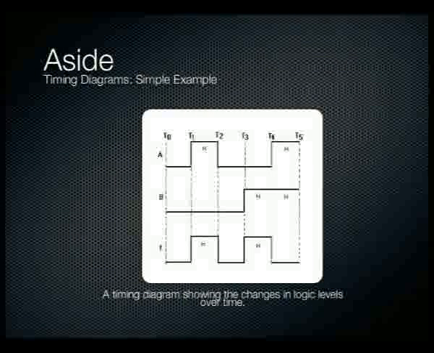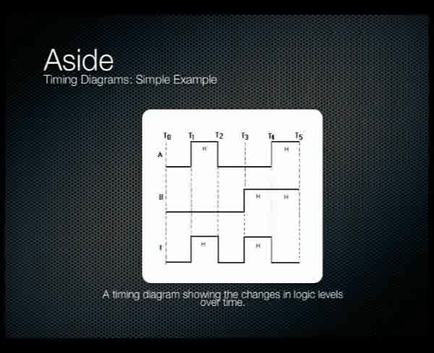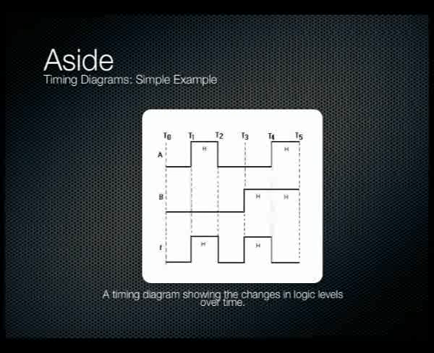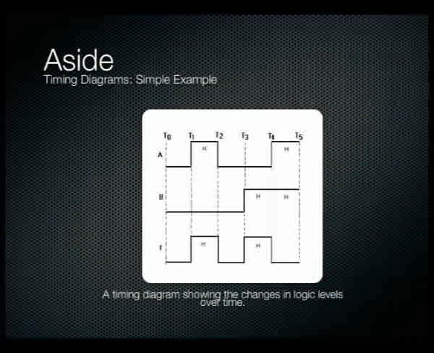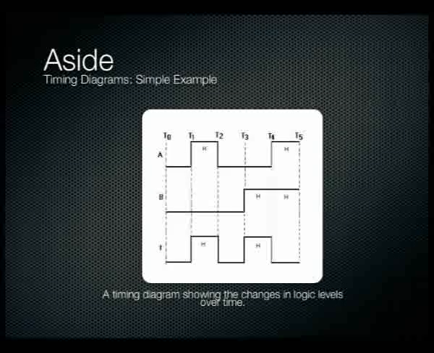So we have here a very simple example of a timing diagram. This is just simply for a logic gate. You can simply see A, B, and what happens to F as a result of A and B. So you can simply see the relationship of the output with respect to the inputs.